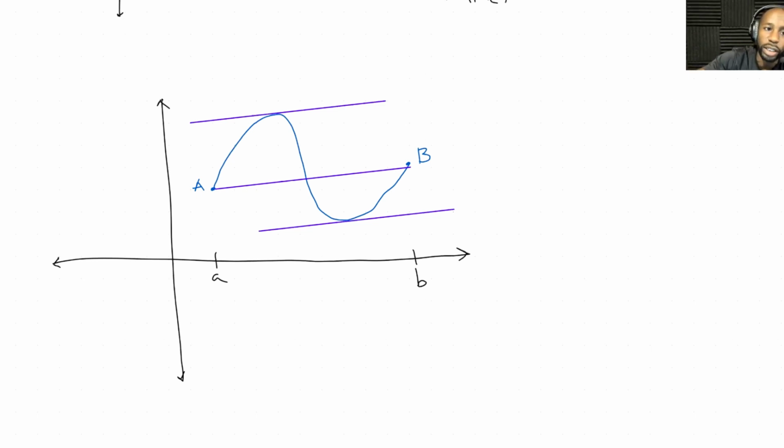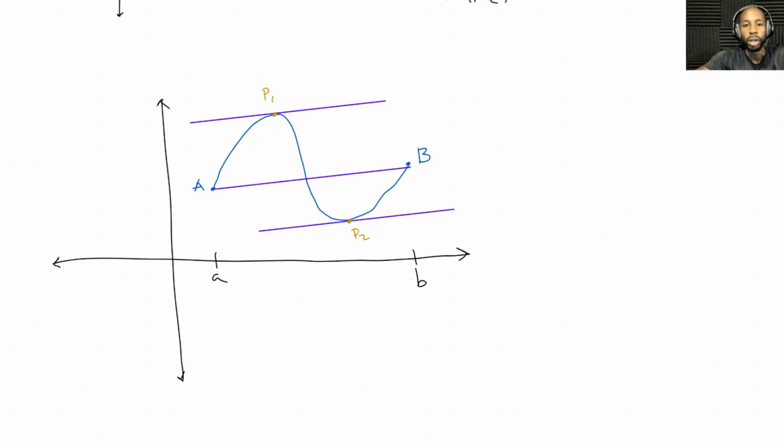So let's label these. I'm going to label one of them P1. I'm going to label this P2. So this is the secant line. Each of these are tangent lines. So it's pretty intuitive that the slope of that secant line is going to match the slope of the tangent line at two different points on this graph. Okay, points that are in between A and B, just based on the shape of the graph.